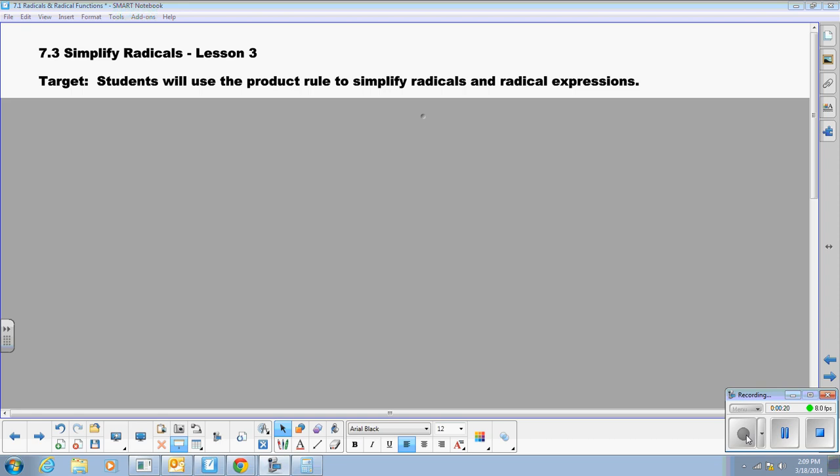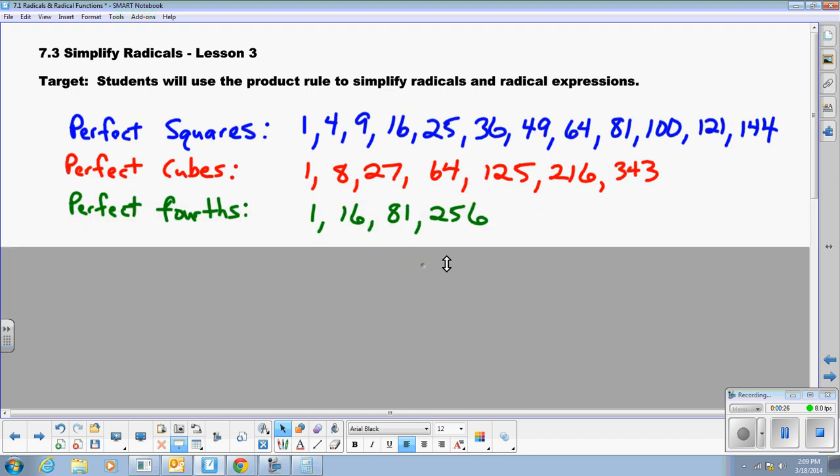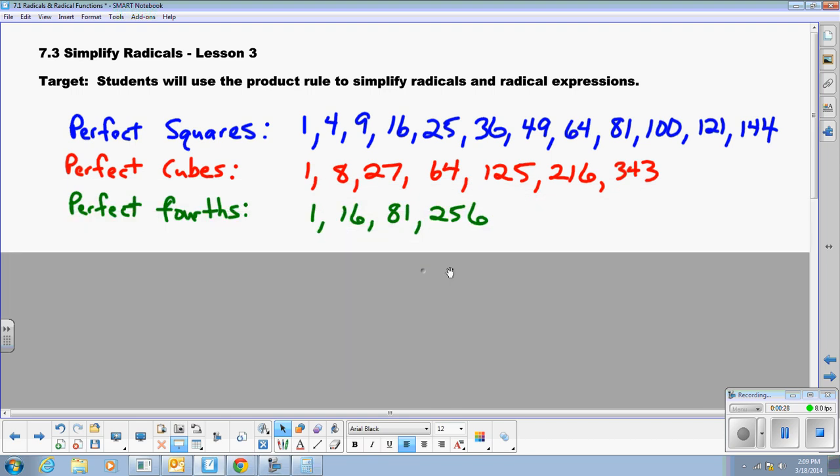as we can. So to show you what I'm talking about here, when I mention the perfect squares, perfect cubes, and perfect fourths, take a moment to pause the video and please write these three lists down in your notebook so you have them to refer to. These are the types of numbers that you're going to be looking for as you're trying to simplify radicals. So pause the video and write down these three lists.